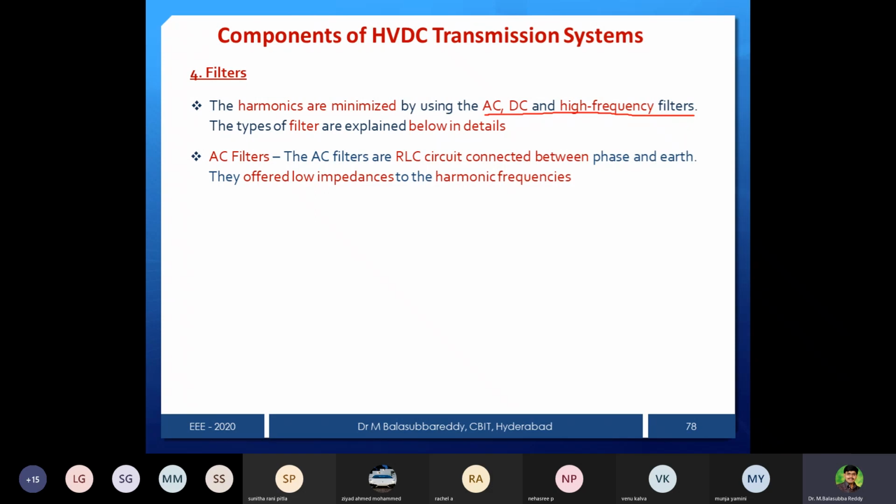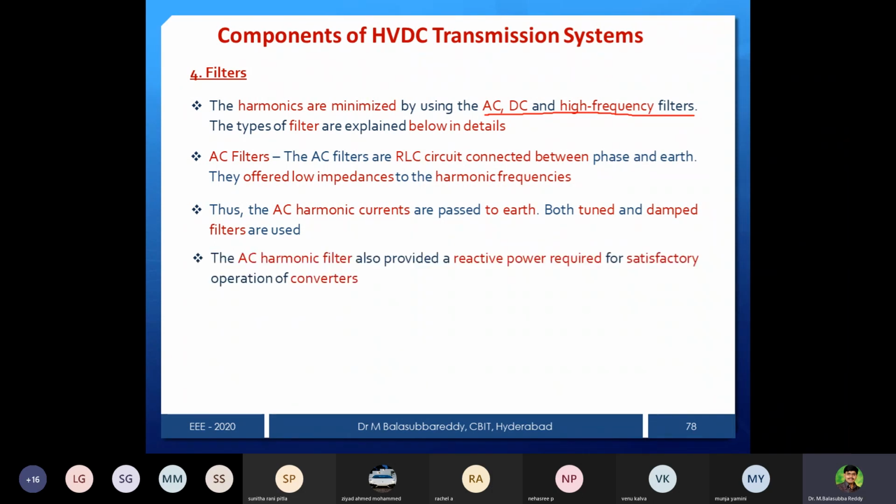And there is an RLC circuit connected between phase and earth. Like that we have to connect it as a filter. They offer low impedance to the harmonic frequencies, thus AC harmonic currents are passed to earth. So both tuned and damped filters are used here, and that design part will come under the fifth unit: tuned filter, single tune, double tune, all these things.